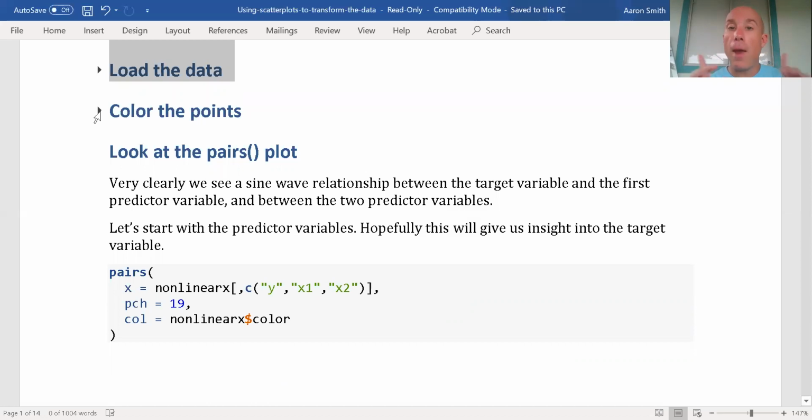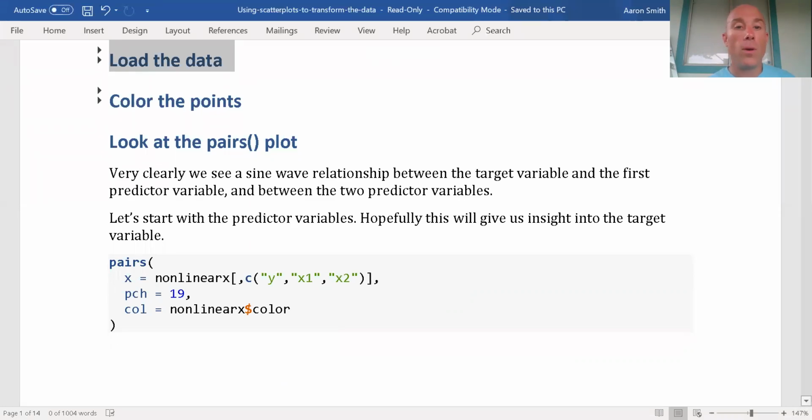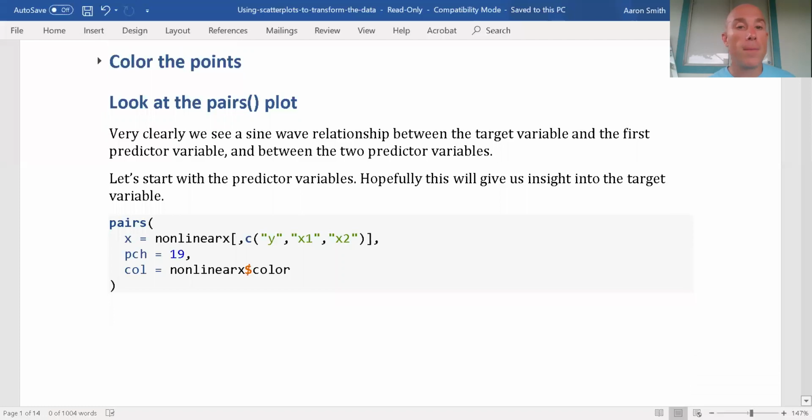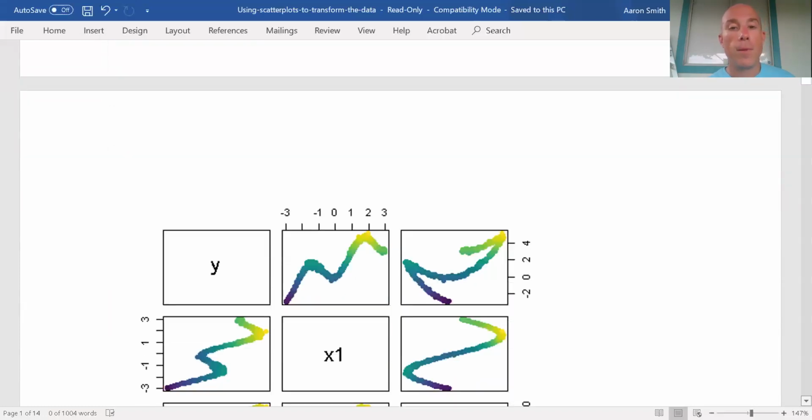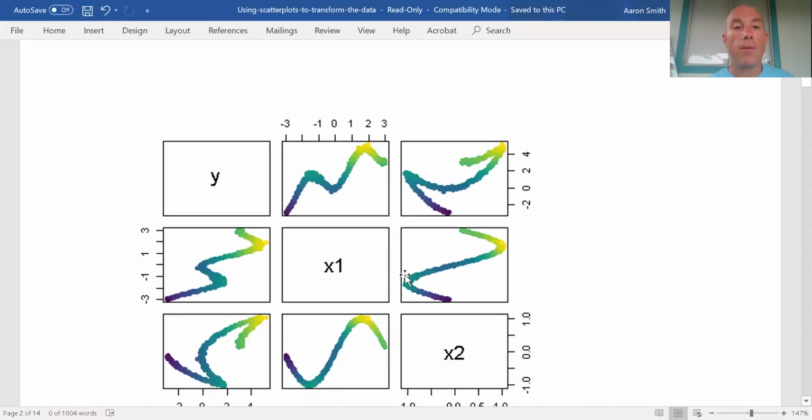All right, now let's look at the pairs plot. Now this is going to be a critical step for this video presentation, and this is the one that we really want to key in on. All right, so I've got my target variable. I've got two predictor variables. Okay, so a lot of stuff going on.